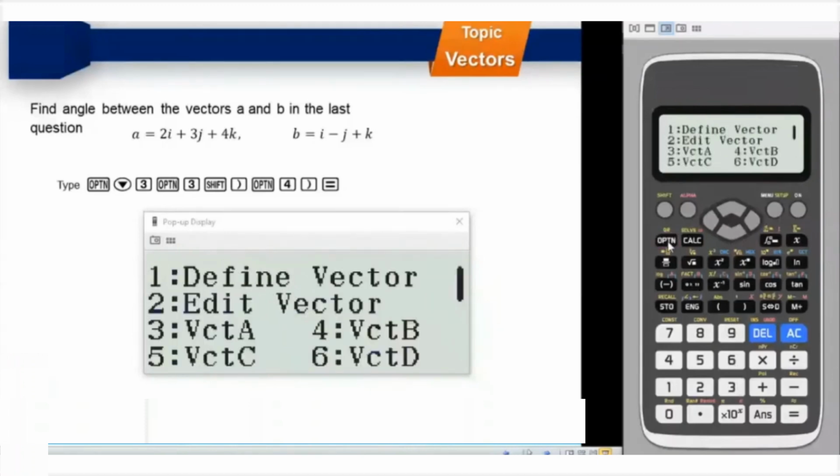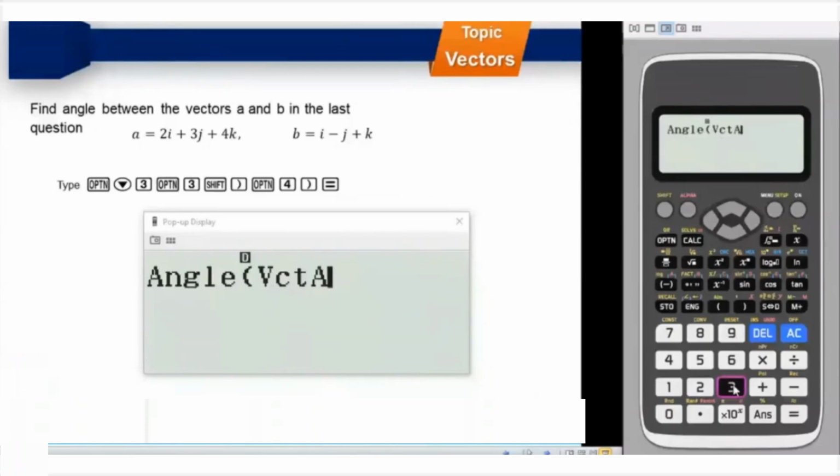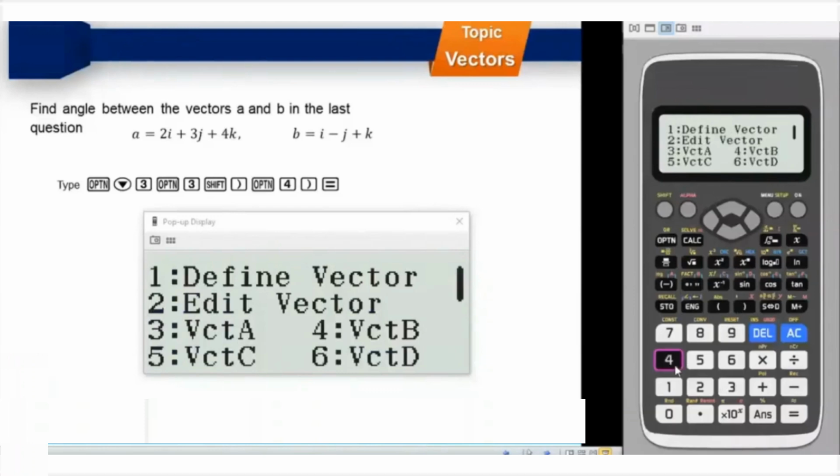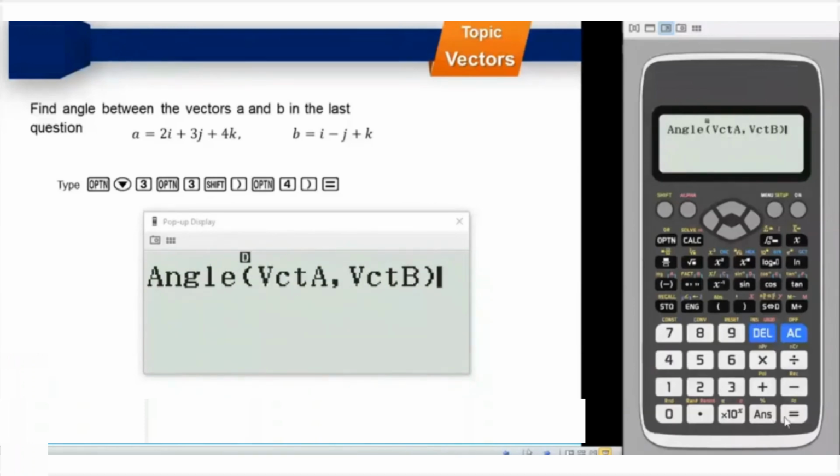So I will press option 3, which is vector A. I will press comma. Comma is shift and bracket close. All yellow buttons are operational by pressing shift. All the red buttons or things written with red are operational with the button alpha. I hope this is clear. Option 4. So I need to find the angle between vector A and vector B, which is 20.5 degrees.